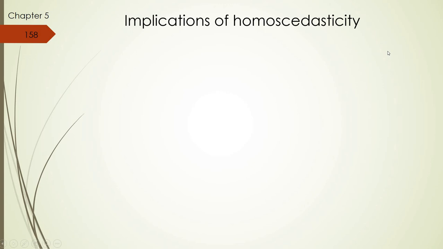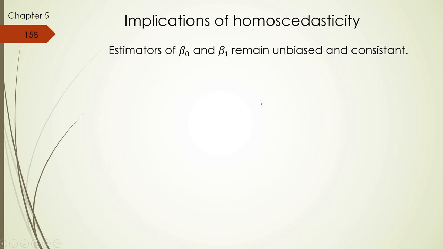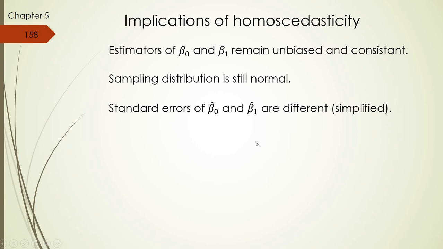Implications of homoscedasticity. If we have good data, what does it actually mean? Estimators of beta 0 and beta 1 remain unbiased and consistent. So, beta 0 hat and beta 1 hat will be unbiased and consistent. It will not happen if we have heteroscedasticity. Sampling distribution is still normal. Standard errors of beta 0 hat and beta 1 hat are different. They are simplified. We can calculate them through simple formulas.